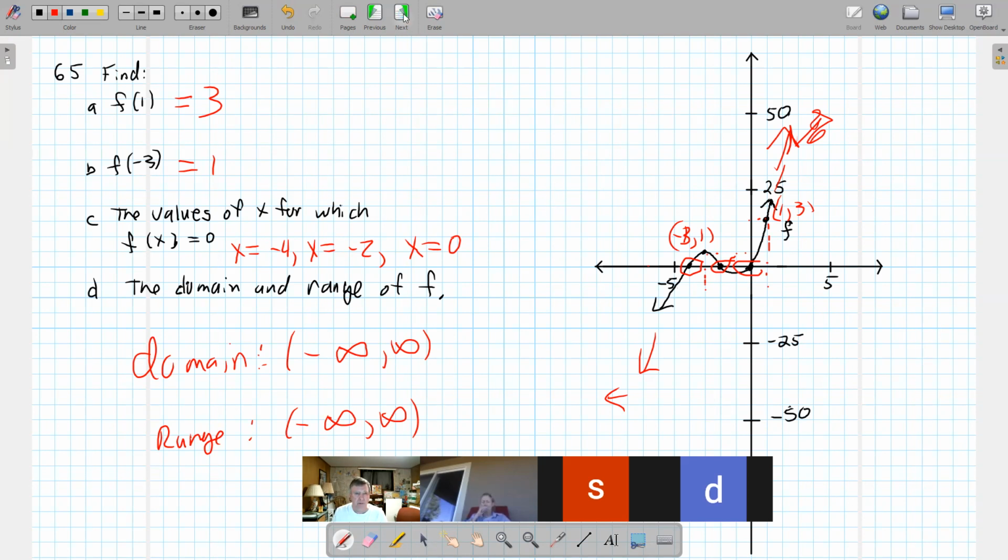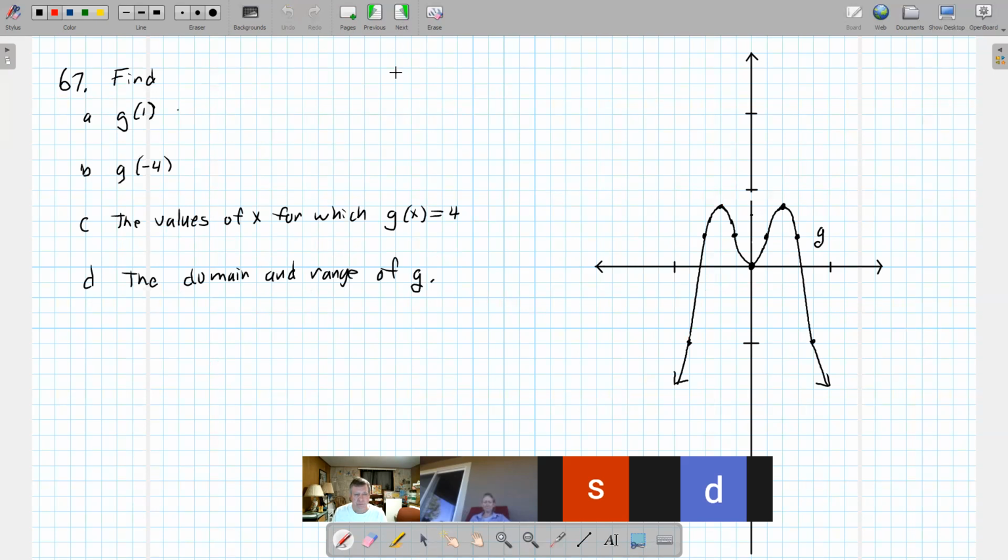All right. More of the same. Find g of 1. So g of 1, when x is 1, y is 2. G of negative 4. When x is negative 4, y is negative 5.